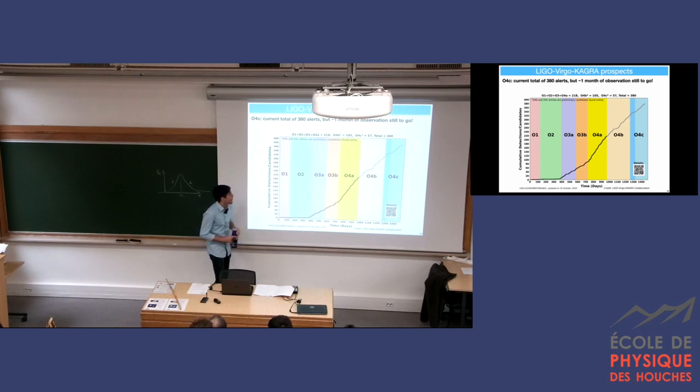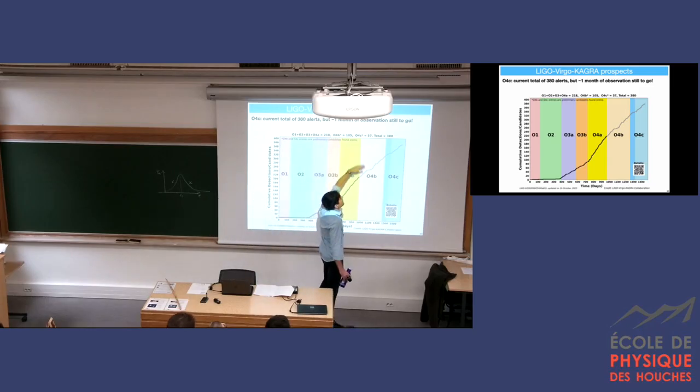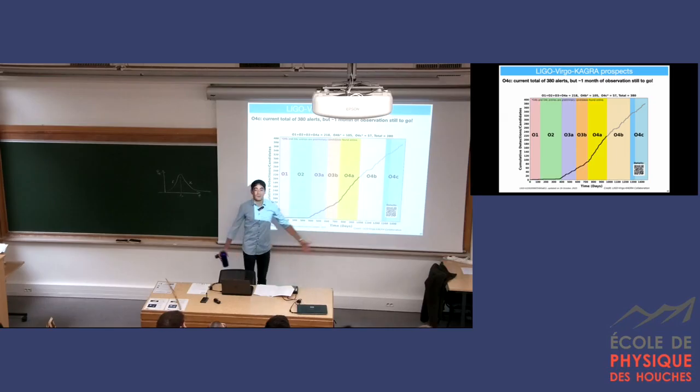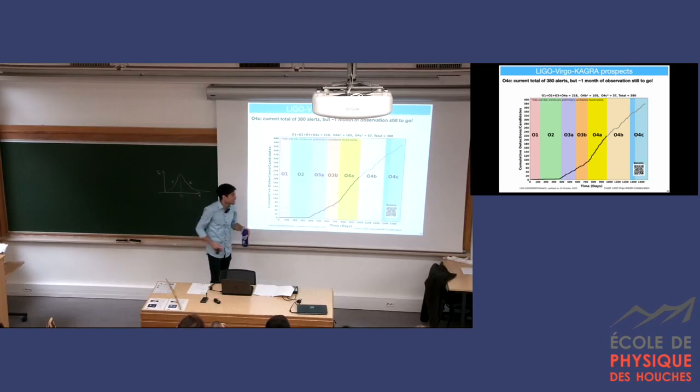And this is indeed O4C, updated to yesterday. And in O4C also there is Virgo. In total, we have something like 380 alerts, where I'm already including the confirmed detections, 218. And we still have 1 month to go. So who knows, maybe tomorrow we have a BNS counterpart. Could be.